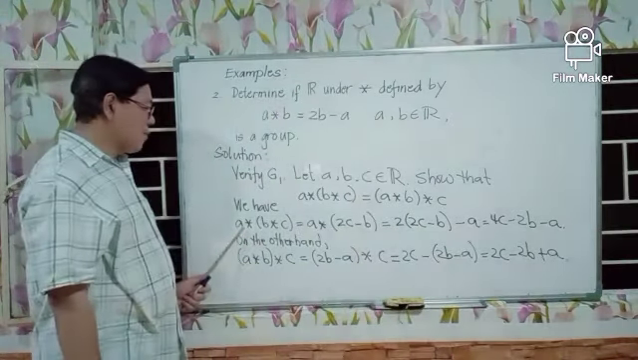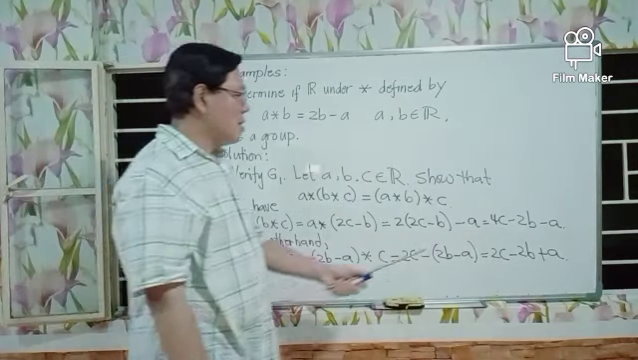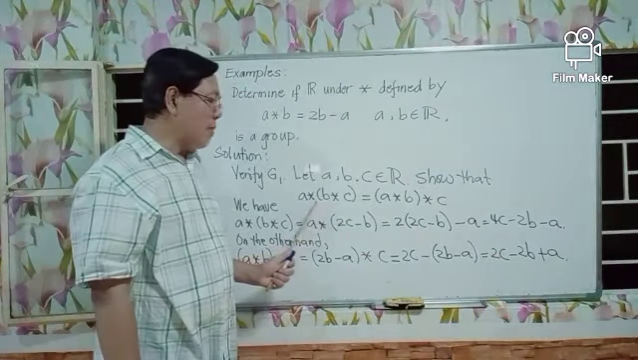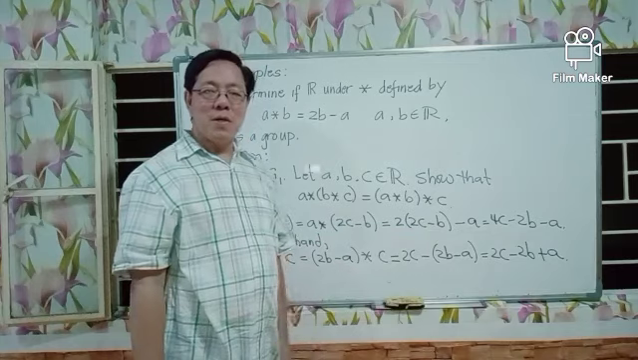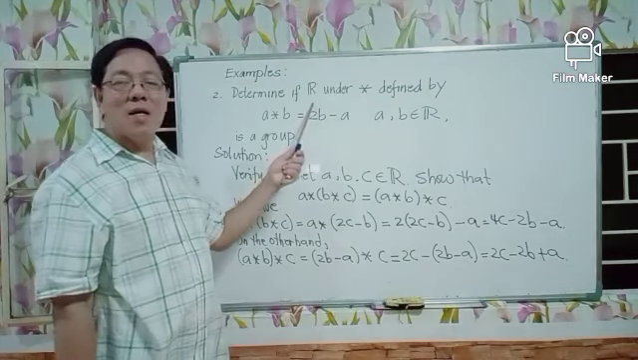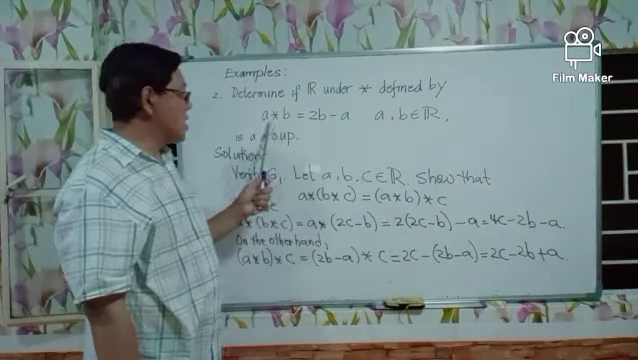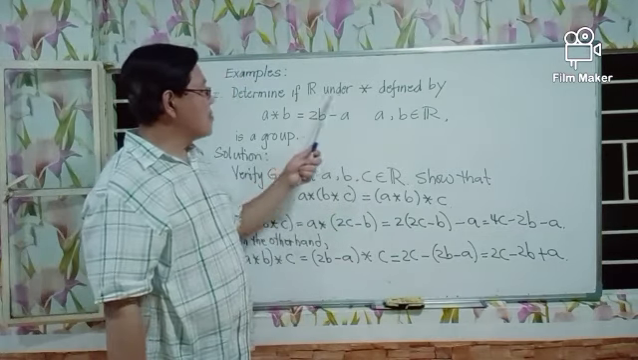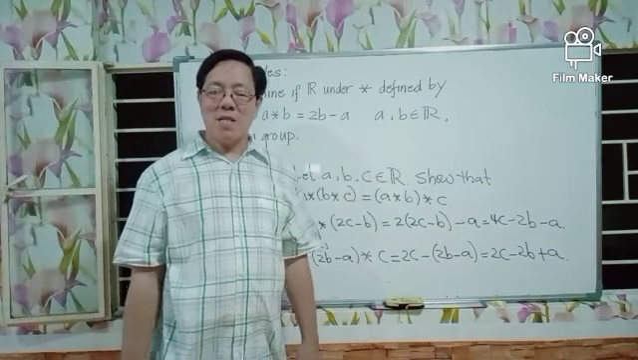While the value of the left-hand side, a star (b star c), is 4c minus 2b minus a. And we have shown that the value at the left is not equal to the value at the right. Therefore, the associativity property of a group is not satisfied by the set of real numbers under the binary operation star defined by this formula. And we conclude that the set R under this binary operation star defined by this formula is not a group.